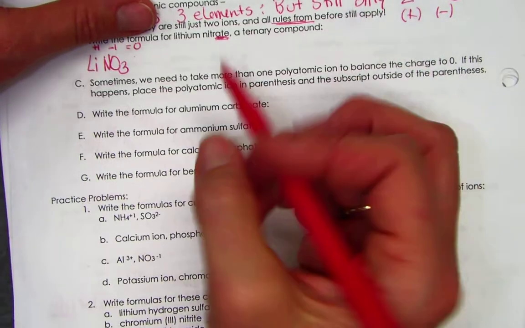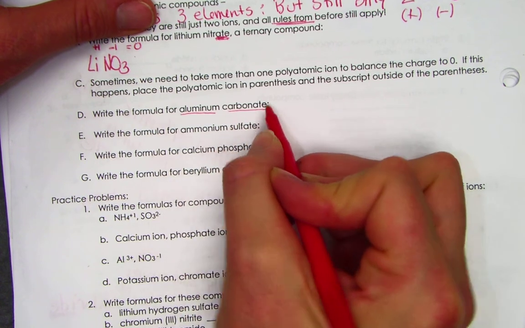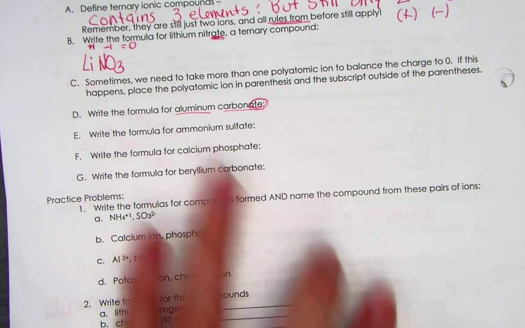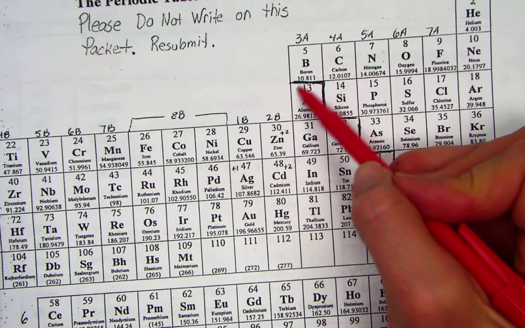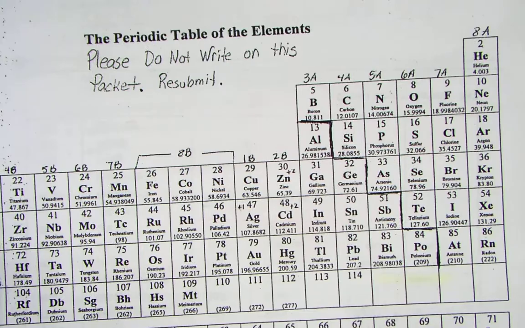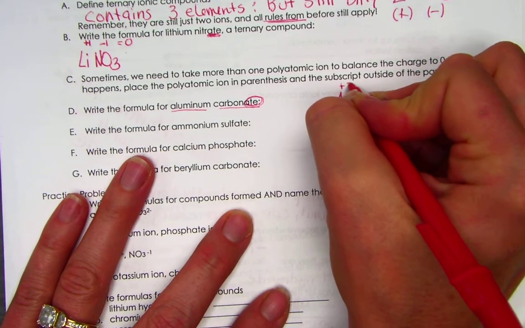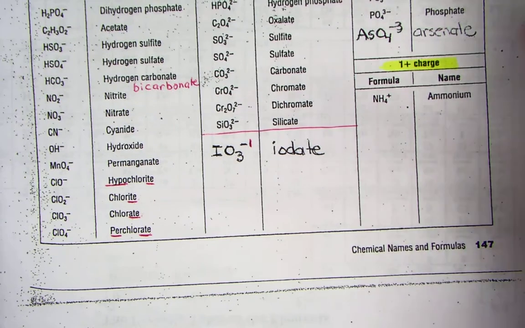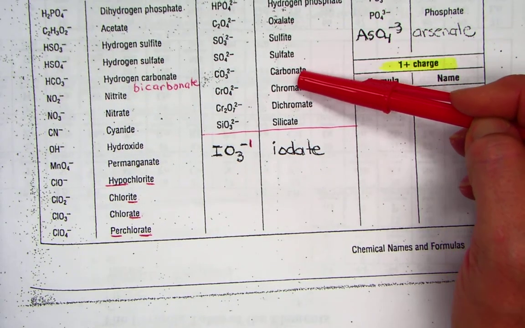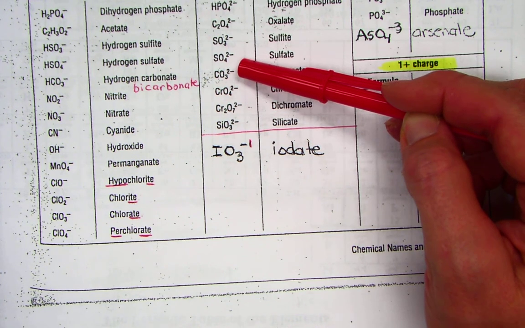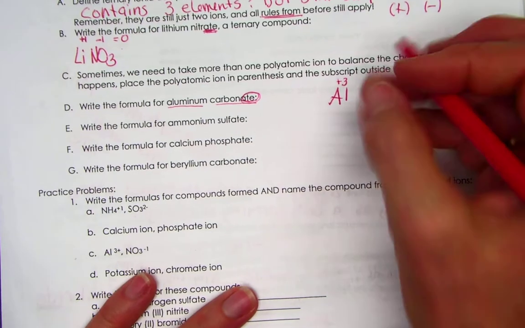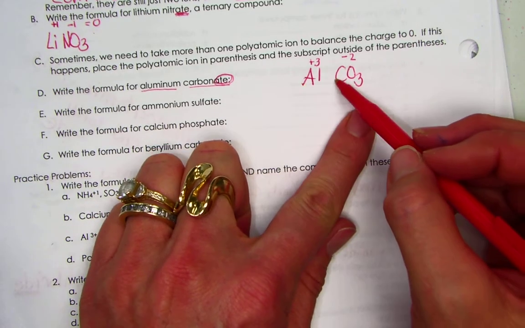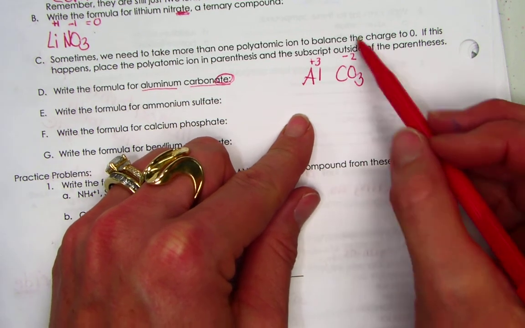Let me model that. We're going to write a formula for aluminum carbonate. Here the ATE ending, polyatomic ions end in ate or ite. Find the first name, aluminum, its symbol and charge. Aluminum is a +3. Carbonate. Again, go to the polyatomic ion. The ATE ending tells me polyatomic. Carbonate. Here it is. Its formula, CO3, and carries a -2 charge. A group of atoms acting as a unit, carrying a charge. A ternary compound has 3 elements, but it's still only 2 ions, a positive hooking to a negative.